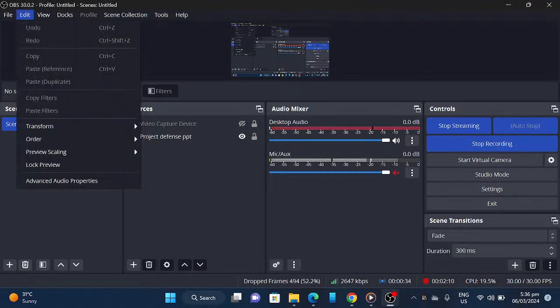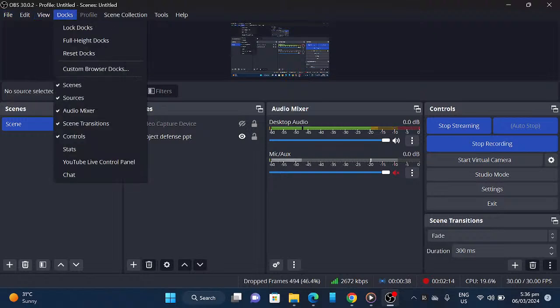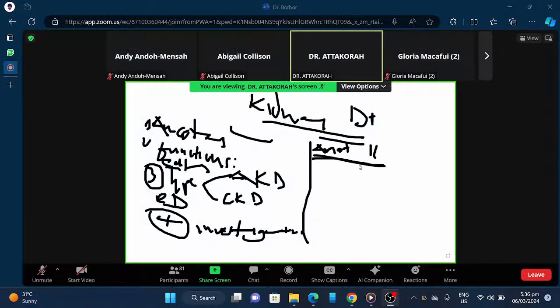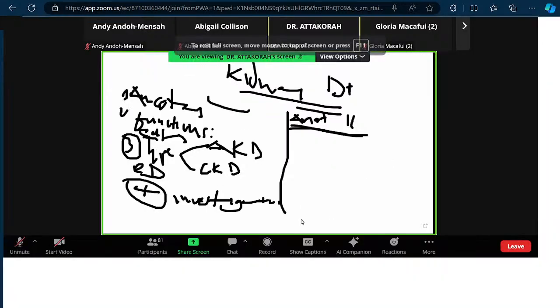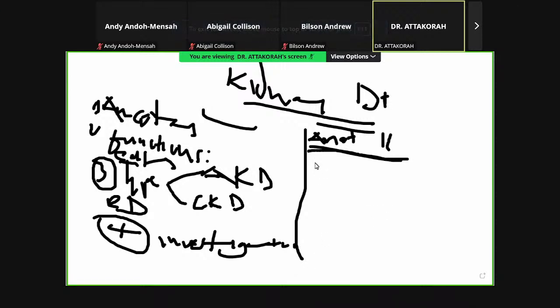So let's talk about the small anatomy of the kidney. Can you hear me? Those who are complaining, can you hear me? Anatomy. So when you talk about kidney, note this: the kidney is a paired organ. It's a paired organ.